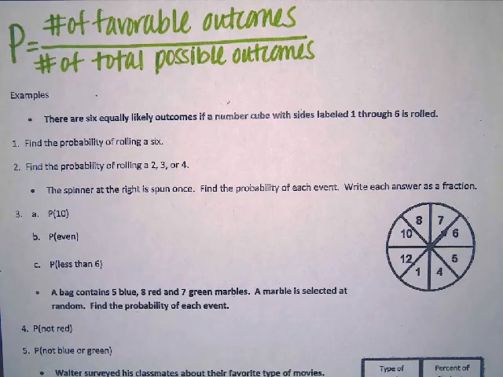I want us to remember that in order to find probability, we're going to write it as a fraction, saying the number of favorable outcomes as our numerator over the number of total possible outcomes as our denominator. Remember, it's important to look for keywords and to make sure we know what the question is asking for. I have a highlighter, so if you have one at home or in class, make sure you follow along with me.